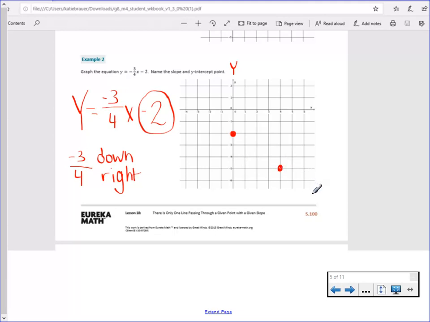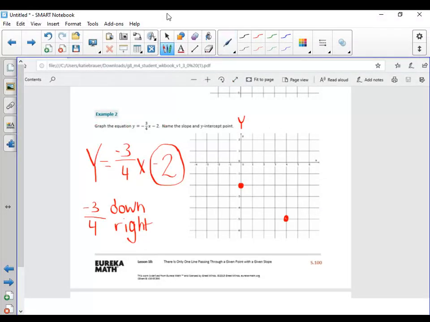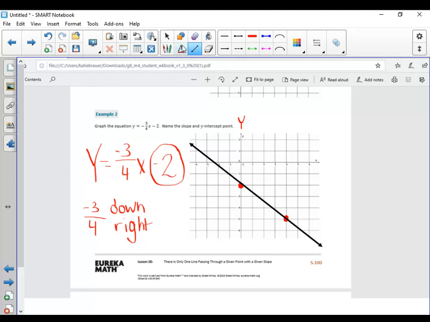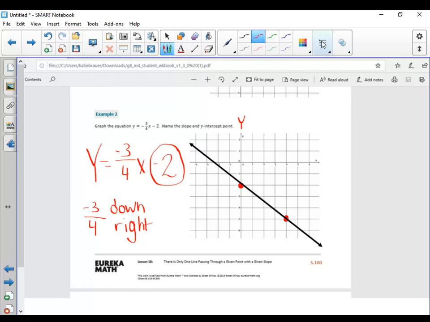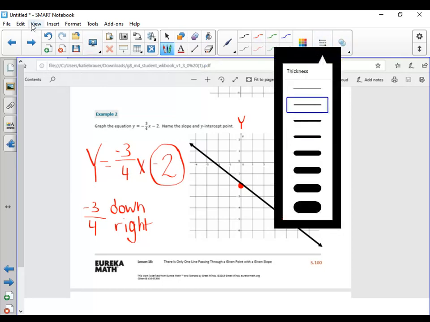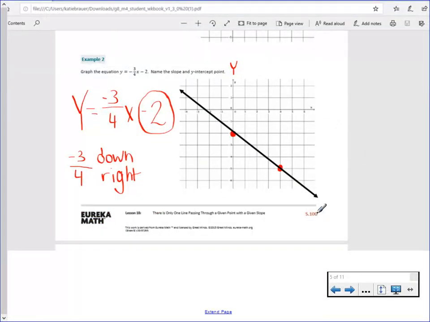So I've got my 2 points, and you only need 2 points to make a line. So what I'm going to do now is connect those 2 points with a nice, neat, straight line that goes all the way through my graph. And that's what it should look like.